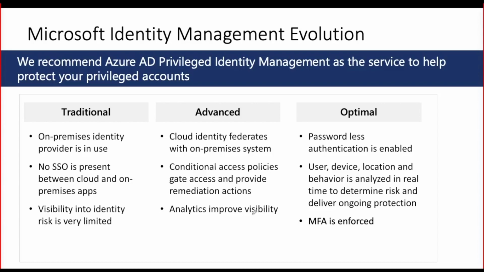So how did identity management evolution come into the picture? We recommend Azure AD Privileged Identity Management as a service to help protect your privileged accounts. Earlier, what was the traditional approach? An on-premises identity provider was in use and there was no single sign-on. In the advanced stage, we have cloud identity federated with on-prem, and we have conditional access. But with optimal evolution, we go with a passwordless approach. We enforce MFA and we try to analyze each request coming towards the account. This is the optimal behavior.